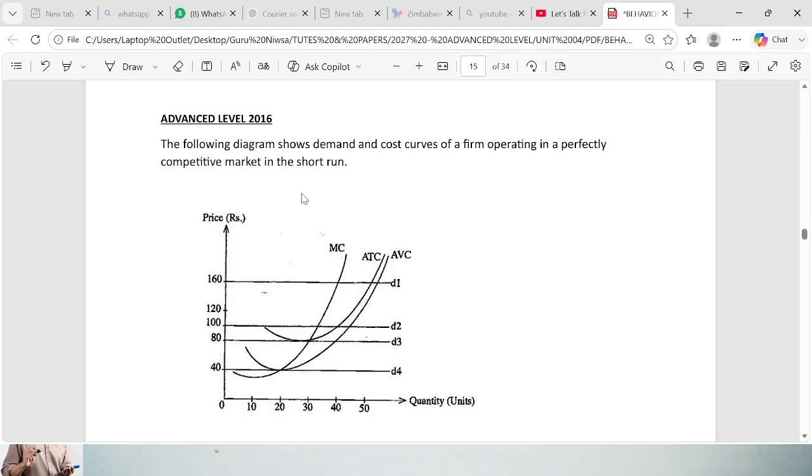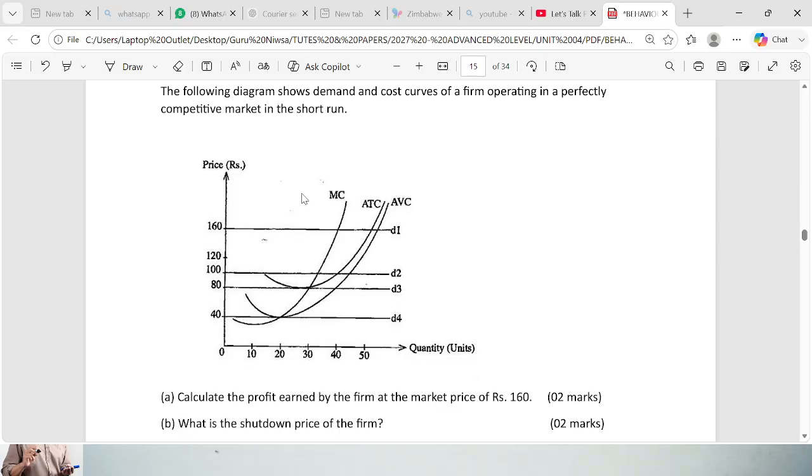The following diagram shows demand and cost curves of a firm operating in a perfectly competitive market in the short run. Calculate the profit earned by the firm at the market price of 60 rupees. Market price is 60 rupees, Lama. Right? Punara, how much is the MR, Buddha? If market price is 60 rupees, marginal revenue.